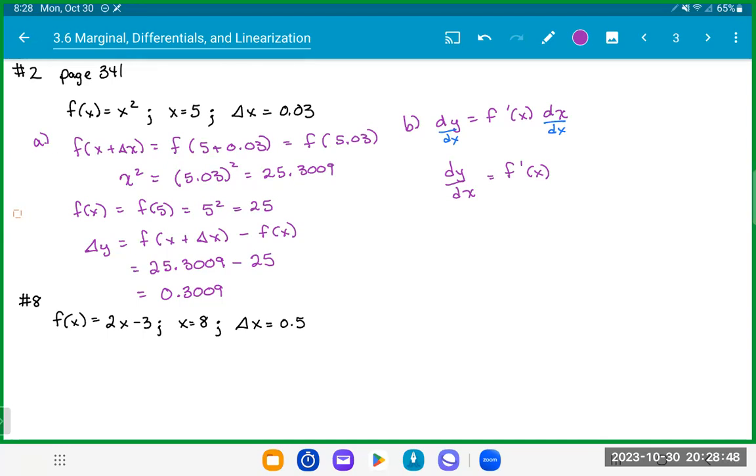So in this case, we would have dy/dx equals 2x. We're just taking the derivative here of our original function. And we can then translate this to say that dy equals 2x dx.